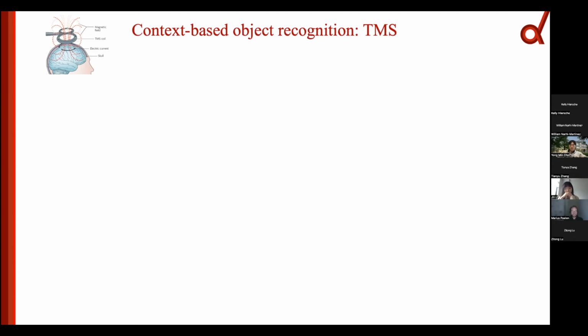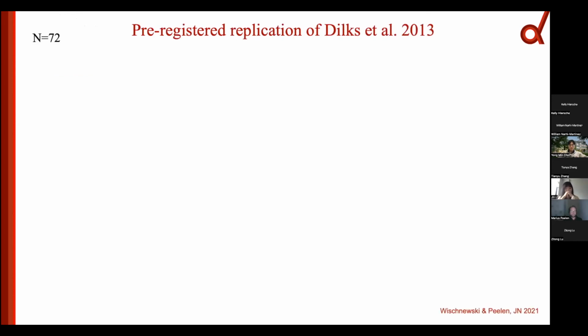So to test whether these signals really contribute to object recognition, we turn to TMS, where we can briefly interfere with activity at particular brain regions. And here, of course, we were again particularly interested in these object and scene selective brain regions. So to start with, we wanted to replicate this Dilks study because that was done in just 13 participants. And we wanted to see if we could replicate that in a larger sample.